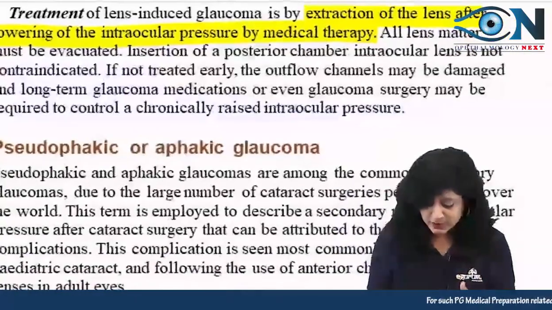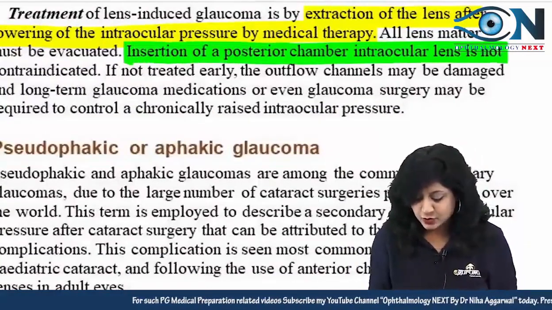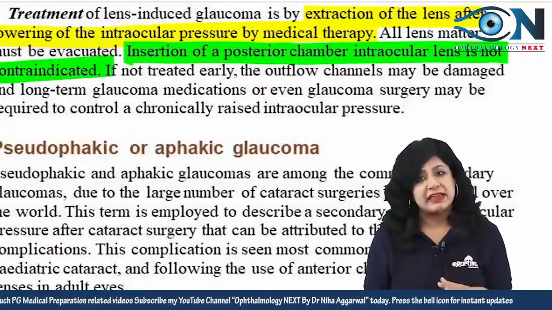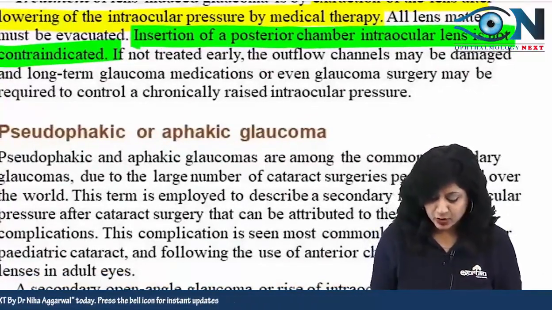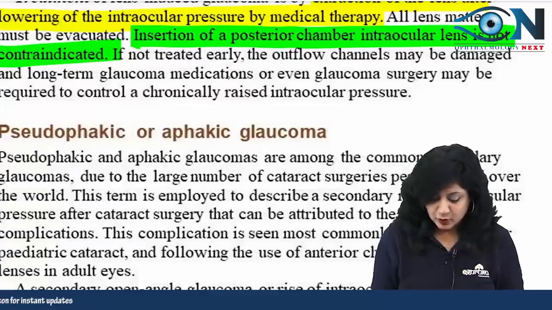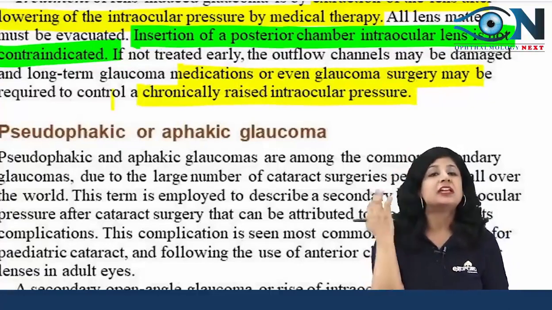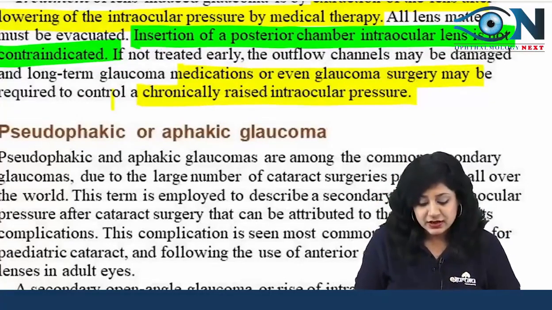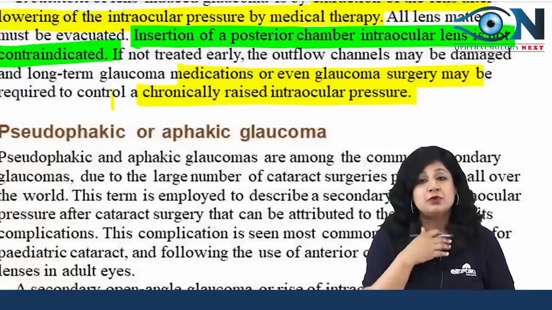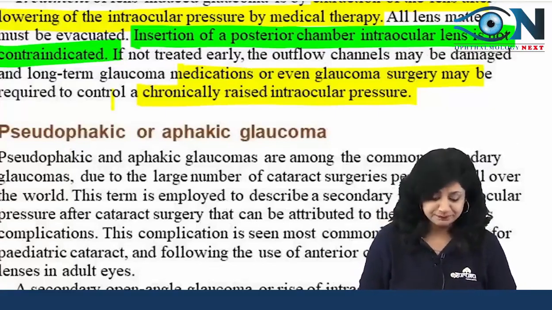All lens beta has to be evaluated. If you talk about the PCIOL, that is not contraindicated, so you can give the PCIOL here. If not treated early, outflow channels can be blocked. Long-term glaucoma medications or glaucoma surgery may be required for a chronically raised intraocular pressure. If you are not treating it at the right time, that can lead to chronically raised intraocular pressure, and then you have to carry on with long-term medications as well as glaucoma surgery.